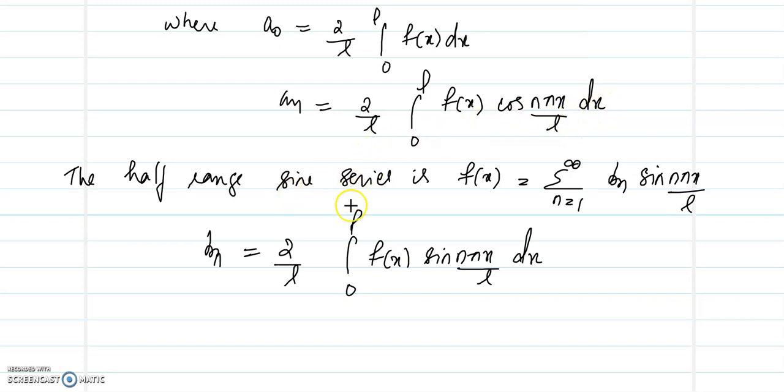And similarly the half range sine series is given by f of x equal to summation n equal to 1 to infinity bn sin n pi x by L, where bn is 2 by L integral 0 to L f of x sin n pi x by L dx. So let us look at an example.